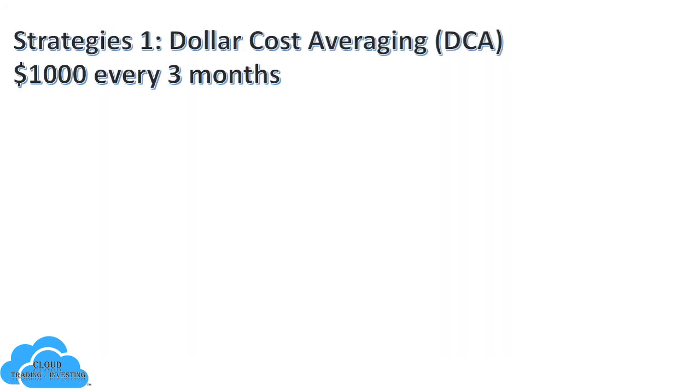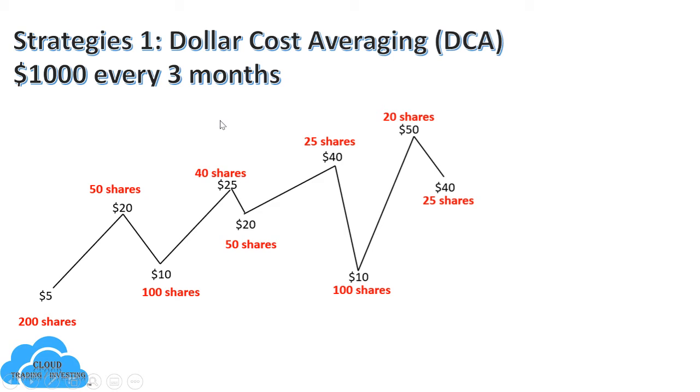So here are the strategies for you to invest in the ETF. The first strategy is called dollar cost averaging, DCA. Imagine that you invest $1,000 every 3 months. So this is what will happen.